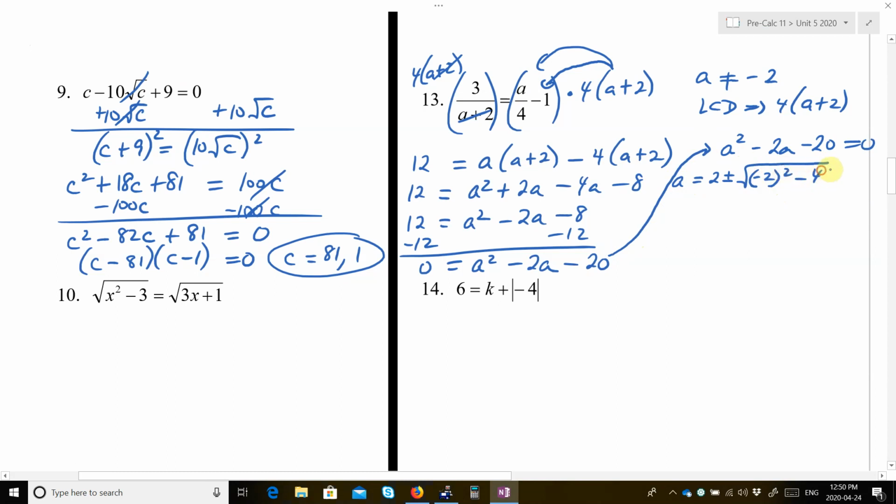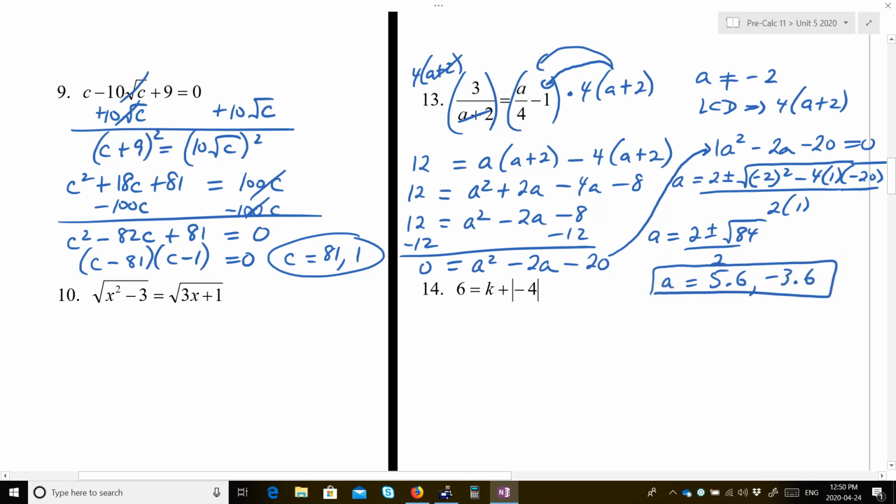b squared minus 4 times a, where a is 1 and c is negative 20, all divided by the a out front here, 2 times that a. So if you do this, you end up getting a equals 2 plus or minus the square root of 84, all divided by 2. And then the answers end up being 5.6 and negative 3.6. And neither of those conflict with a cannot equal negative 2, so they're good.